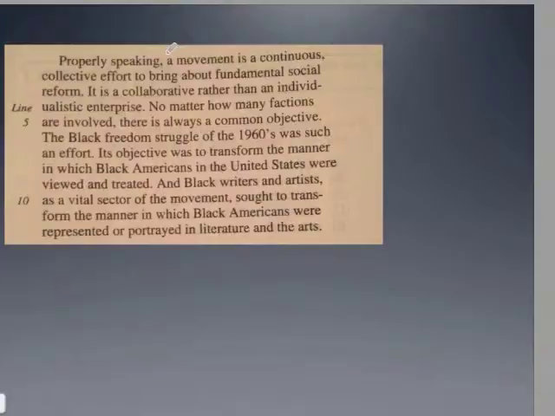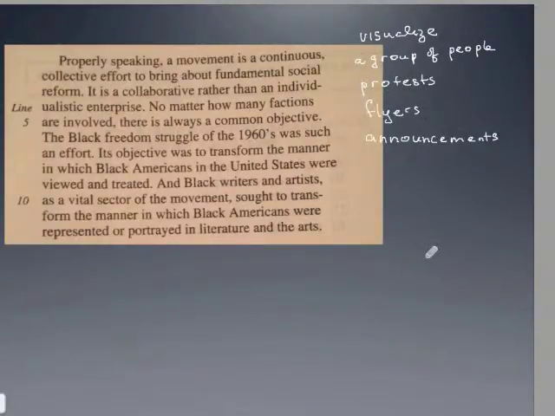Properly speaking, a movement is a continuous collective effort to bring about fundamental social reform. It is a collaborative rather than an individual enterprise. So you want to visualize a group of people. To bring about the social reform, there's probably protests, announcements, etc.